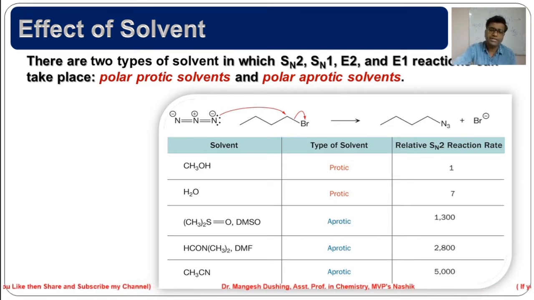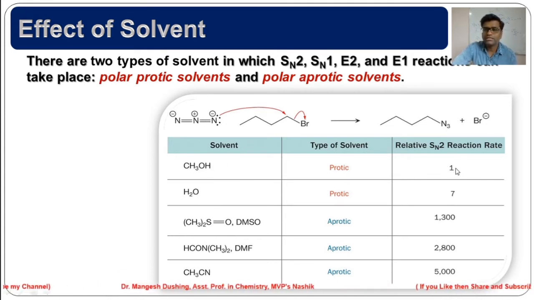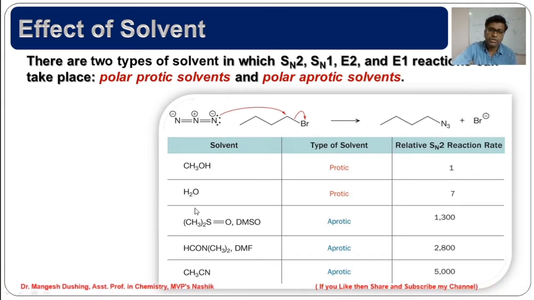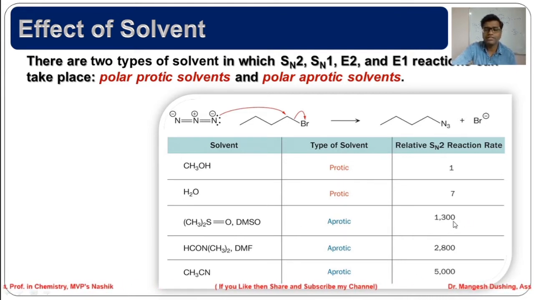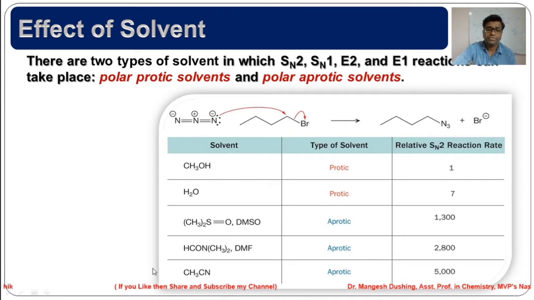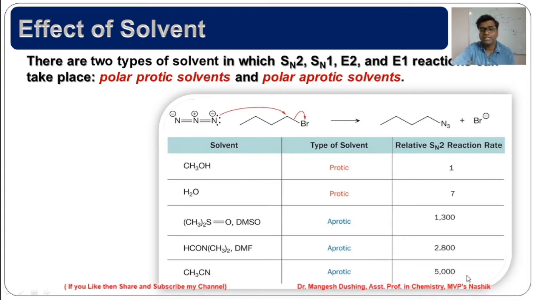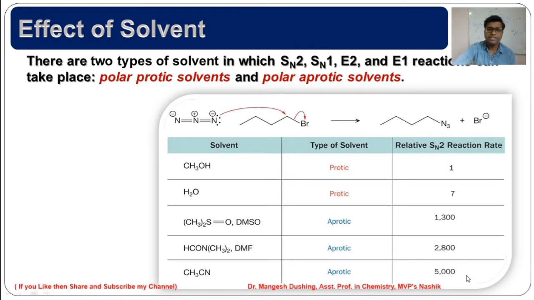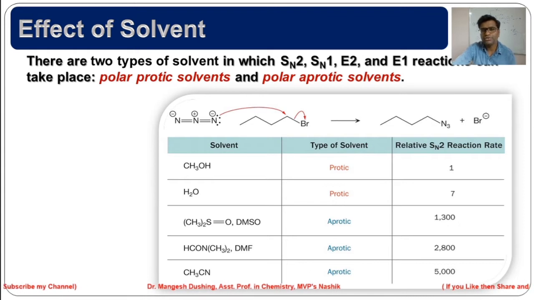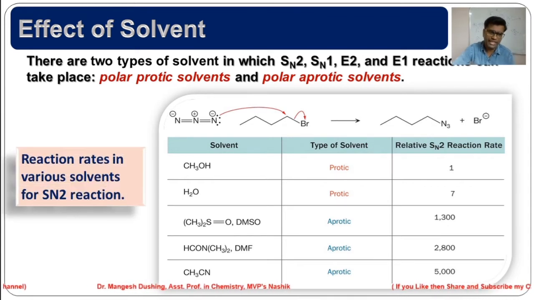If you see the rate of reaction, if these are protic solvents having exchangeable protons, then the rates of reaction are somewhat normal, 1 and 7. But if you are using polar but aprotic solvents, then there is a drastic change in the rate of the reaction. The SN2 rate goes on increasing, up to 1300 times. With DMF the rate is increased again, and with acetonitrile the rate will be higher. In this way, if you are using polar aprotic solvents, the reaction rate of SN2 reactions will be higher.